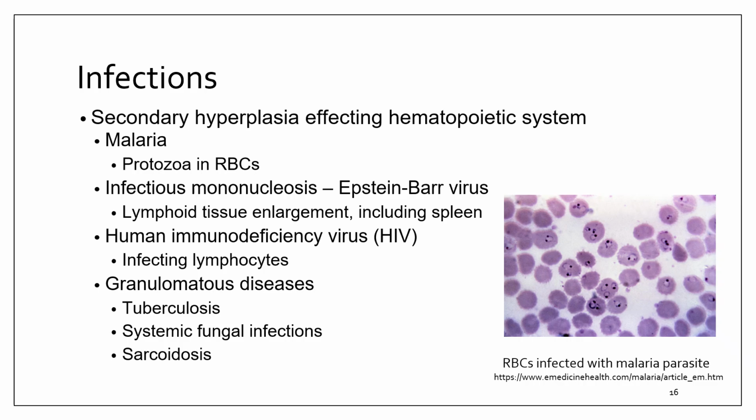Infections often cause secondary hyperplasia affecting the hematopoietic system. So translation, the bone marrow ramps up production, lymphoid tissues enlarge, certain cell lines expand or shrink, and the peripheral blood smears start looking spicy. Not because the marrow is diseased, but because it's reacting.